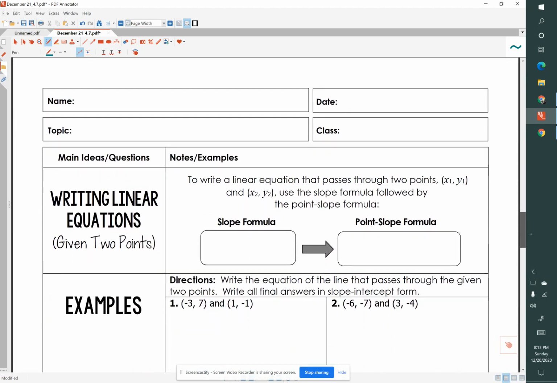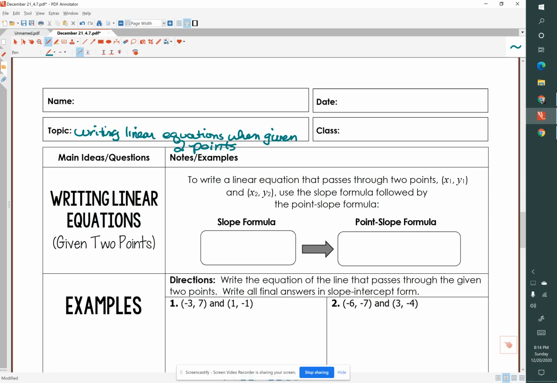Okay, so writing linear equations when given 2 points. And I hope you are writing in your notes, not your do now and our exit we'll do in Teams, but these problems need to be done in your notes. Couldn't quite fit it all in today, but that's okay.